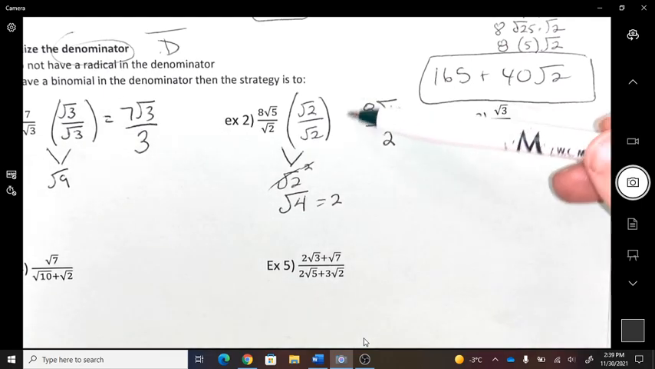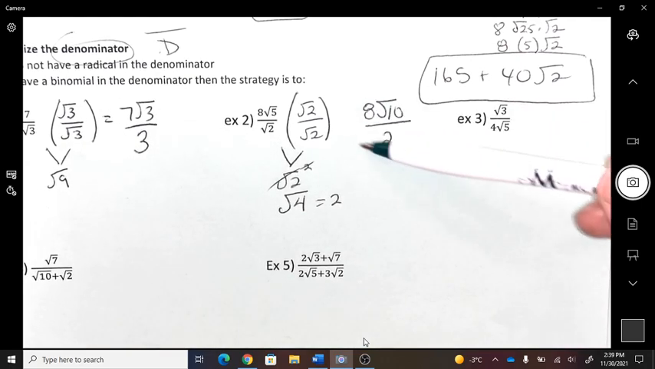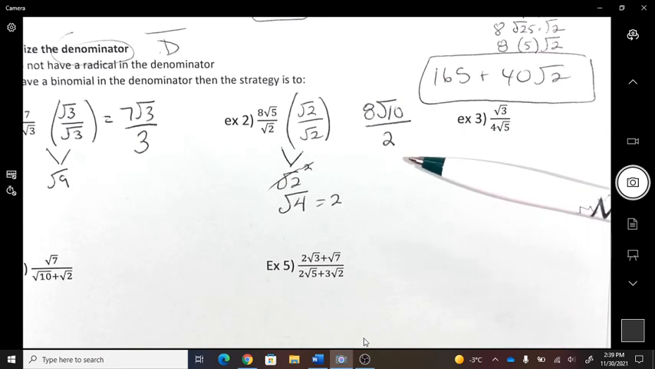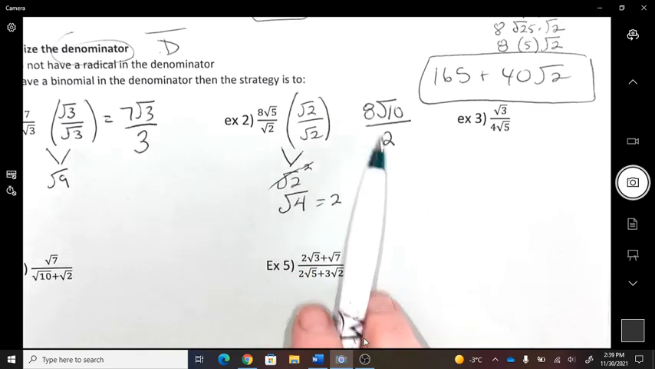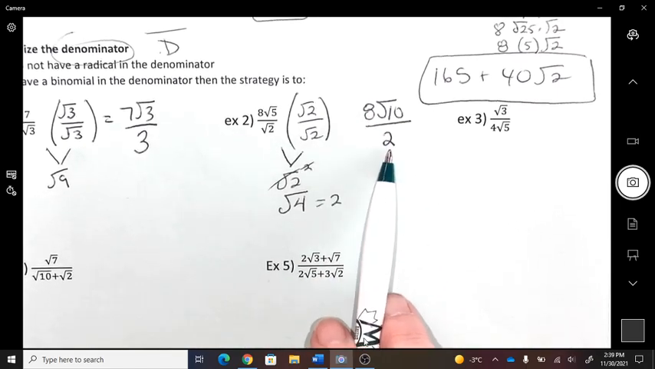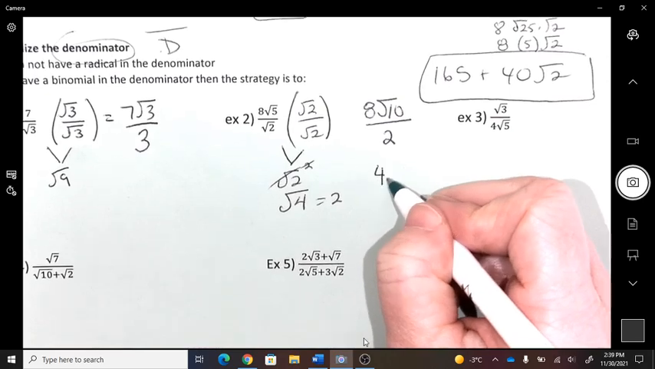Okay, I'm not done here. There's more things I can do to this, though. Anybody see something I could work with yet? Divide both ends by 2, reducing the 8 and the 2, so this would become 4 root 10.